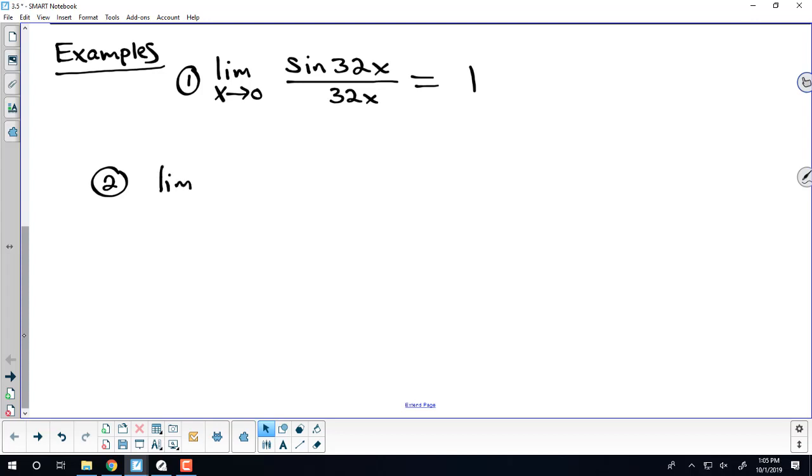Example 2, look at the limit as x approaches 0 of sine of 3x over x.